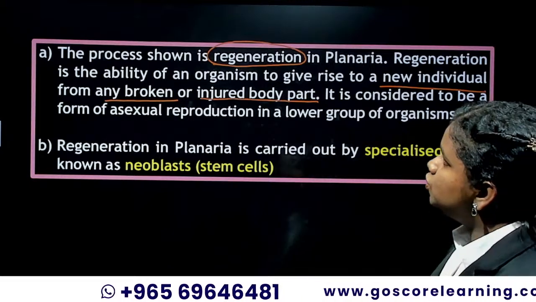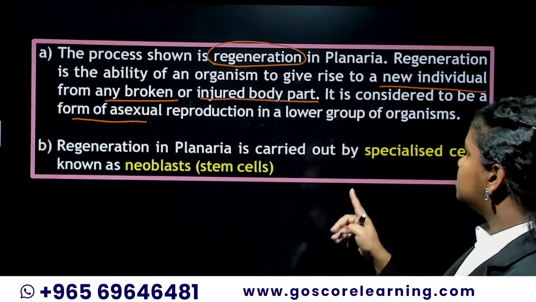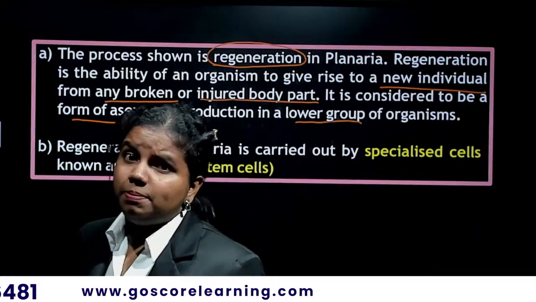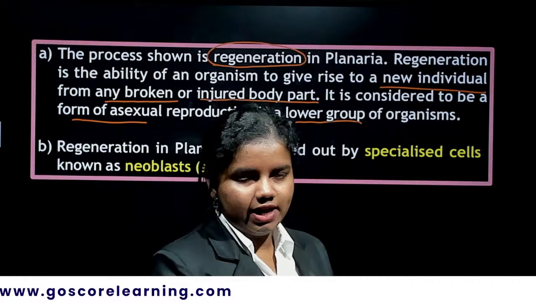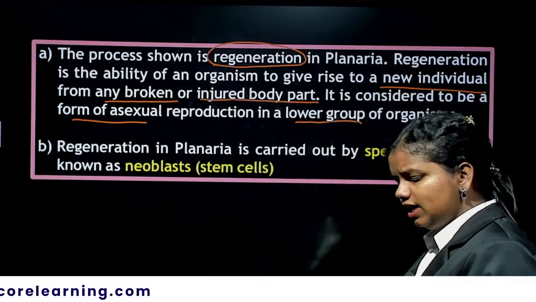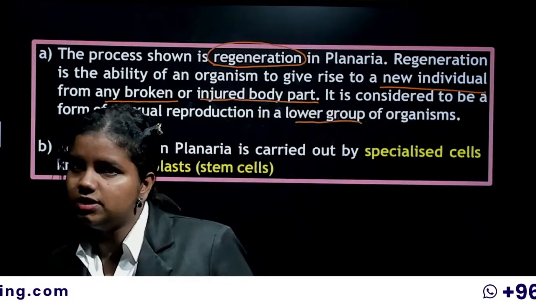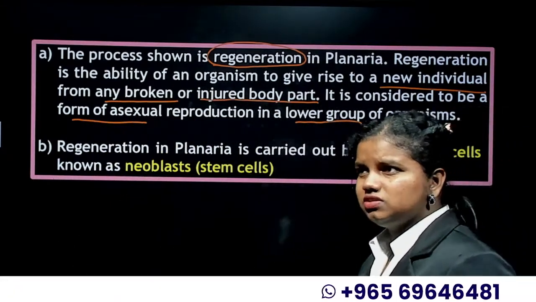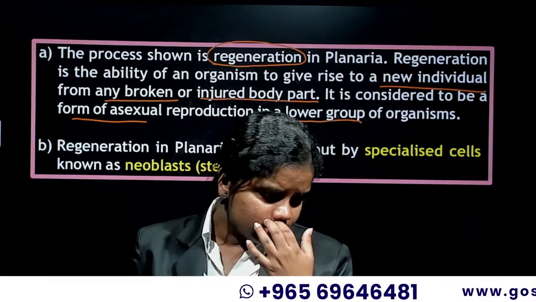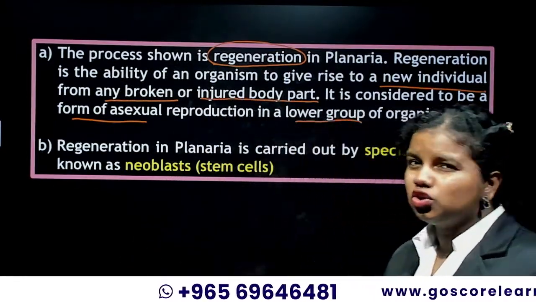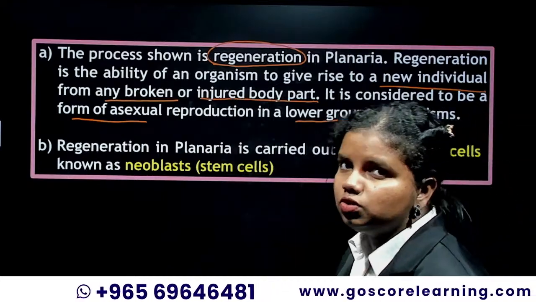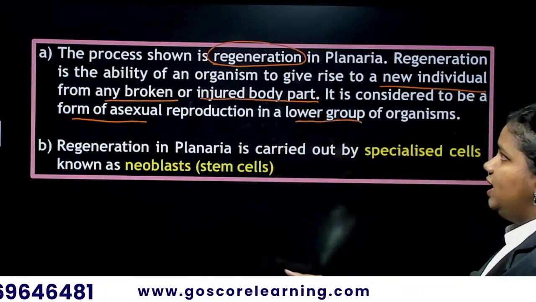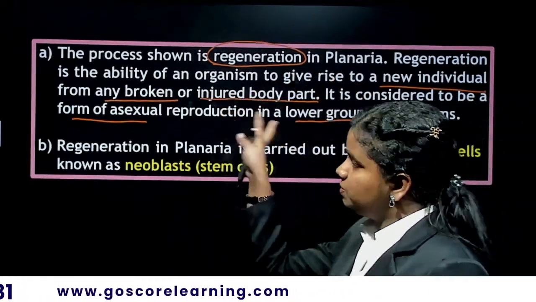And it is considered to be a form of asexual reproduction in lower groups of animals. Regeneration mostly happens in the lower groups of animals. At the same time, if you take a liver cell in humans, in mammals, the liver cell has the capacity to regenerate, right? So regeneration capacity is there for some of our stem cells. So not only lower group organisms, even the higher group organisms have shown the ability to regenerate. Anyways, this is what you have to explain about regeneration.